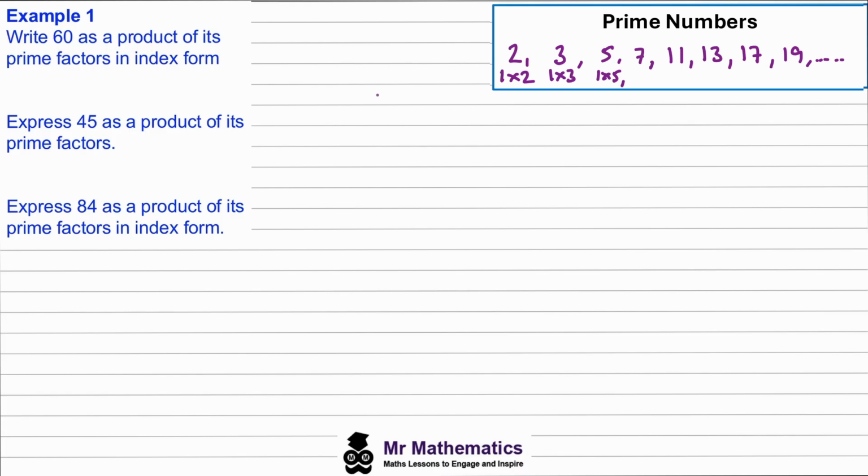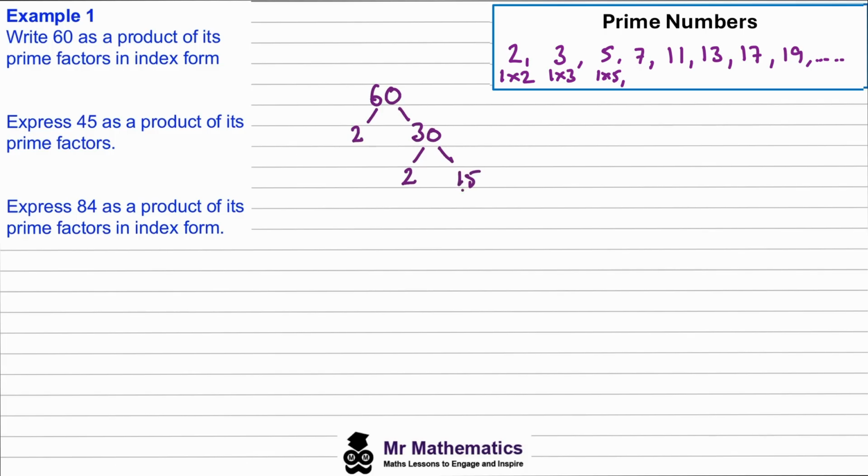So we create what's called a factor tree. If we've got 60, we break this down by dividing it by the lowest prime number that is a factor of 60. And this is 2. So we can divide 60 by 2. When you divide 60 by 2, we get 30. Now we carry this on. We divide 30 by the lowest prime number, which again is 2. And 30 divided by 2 is 15.